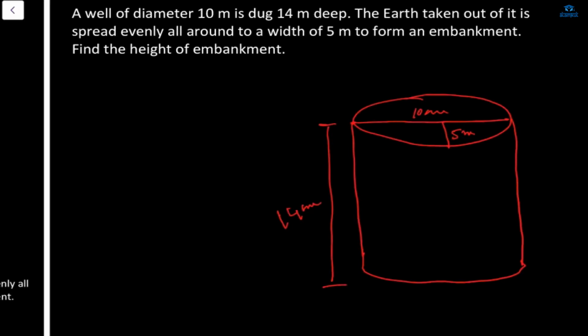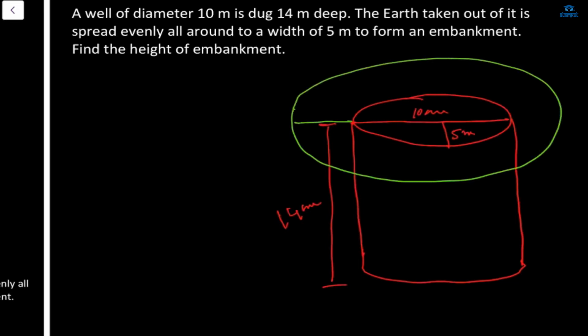Now, whatever part of the earth came out after digging this, we use that to make an embankment around this well. The width of this embankment is 5 meter. To form an embankment, find the height. Now we need to find out what is the height of this embankment.